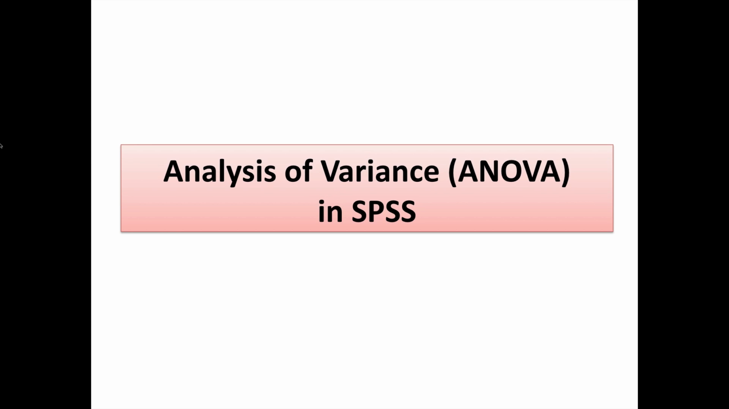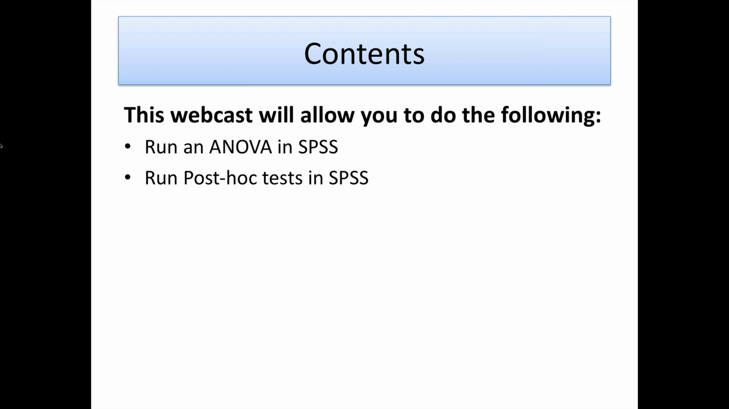Hi there, today we're going to look at analysis of variance, one-way analysis of variance, also known as ANOVA, in SPSS. By the end of the session, you'll be able to run your own ANOVA within the software, and if necessary, run post-hoc tests to identify where differences exist within our data.